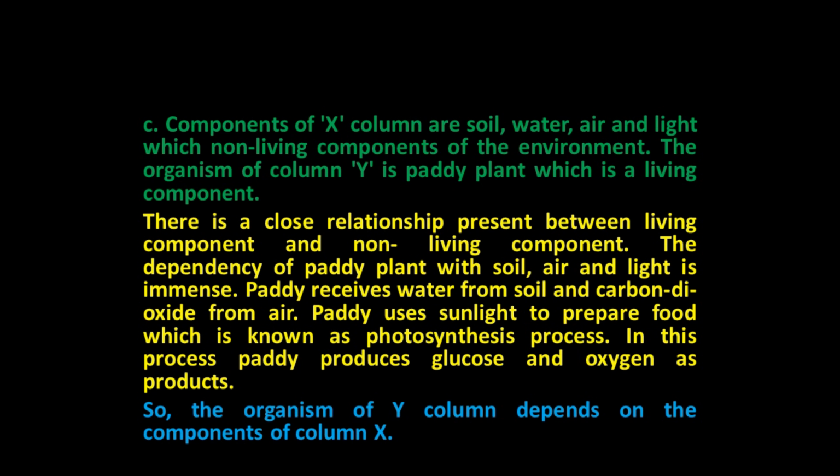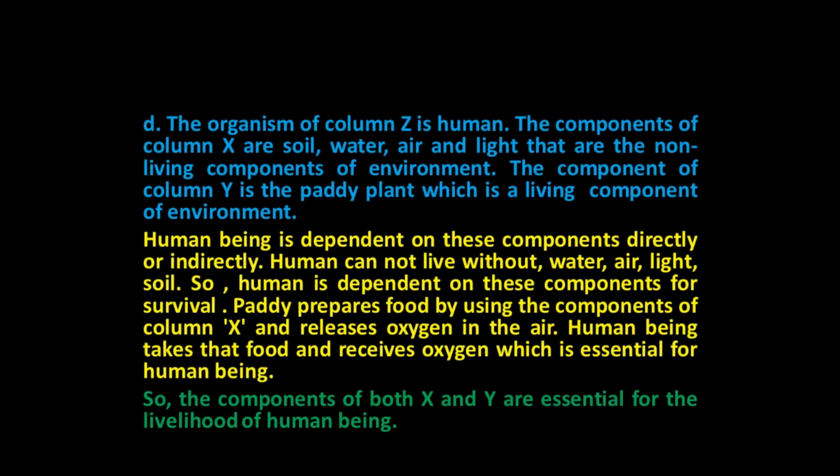Now we'll talk about the fourth question. The organism of column Z, that means man, how does it depend on both columns? That means how man depends on soil, water, air, light, and how man depends on paddy plant. Here two kinds of things are present. One is living component and another is non-living component. But human being is dependent on these components directly or indirectly.